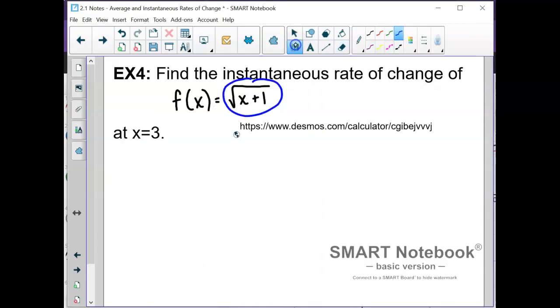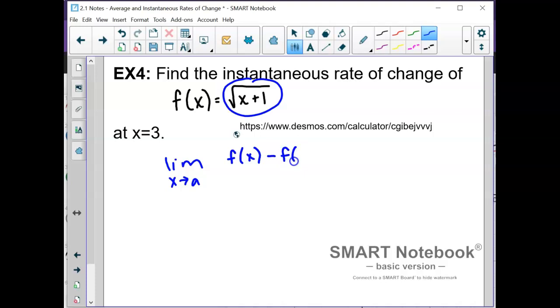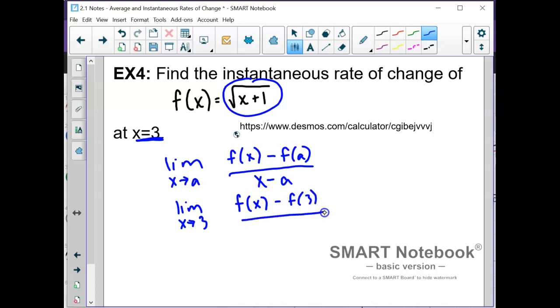All right, so our limit definition of the derivative tells us that we're going to do the limit as x approaches a of f of x minus f of a all over x minus a. Essentially, it's just the slope formula. Our a in this case is going to be our 3. So what we're finding is the limit as x approaches 3 of f of x minus f of 3 all over x minus 3.